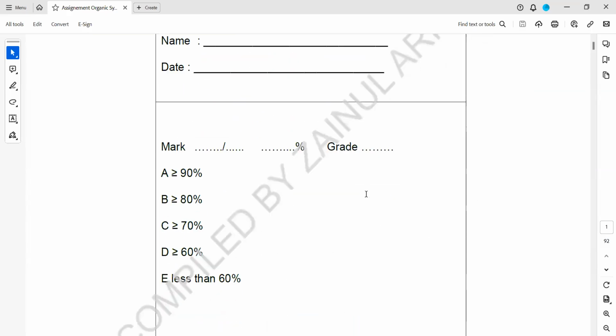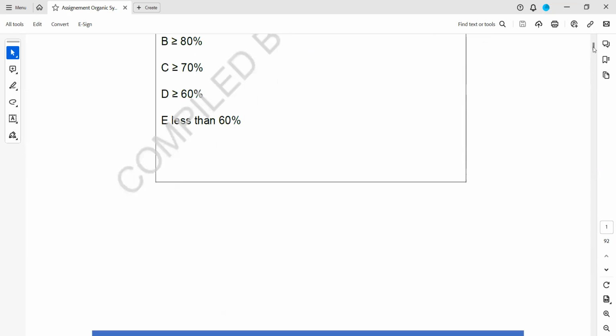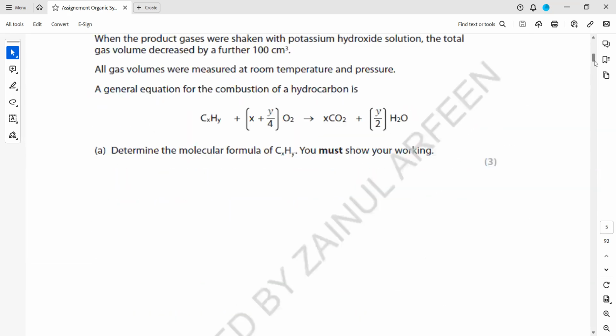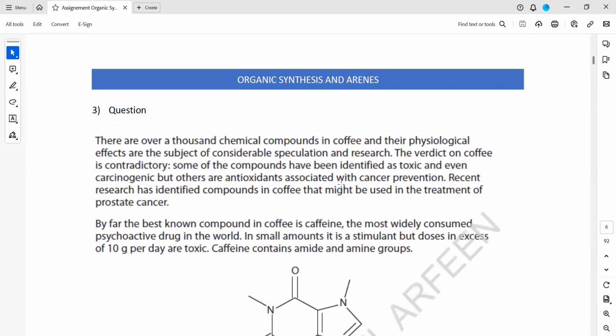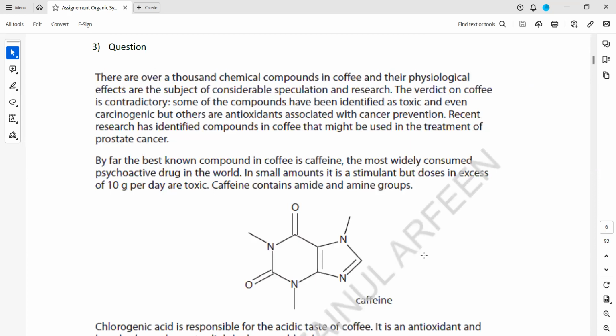So, organic synthesis and arenes. We did the first two questions from this. Question number three: there are over 1,000 chemical compounds in coffee, and their psychological effects are subject to considerable speculation and research.